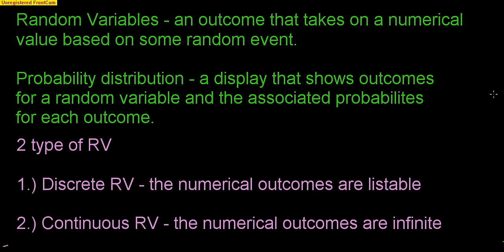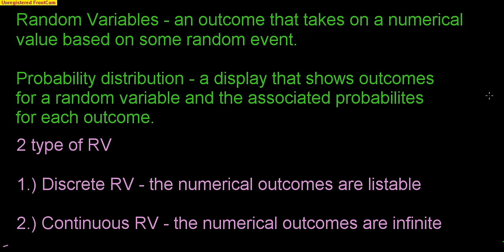Alright, here's a couple important definitions for you. A random variable is an outcome that takes on a numerical value based on some random event. So it's got to be a numerical value, alright? So a random variable is any random event where the outcomes are numerical values. Can't have categorical data here.